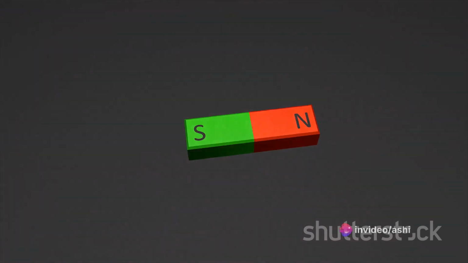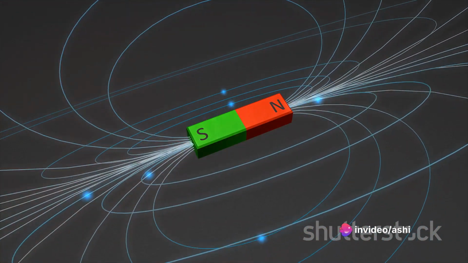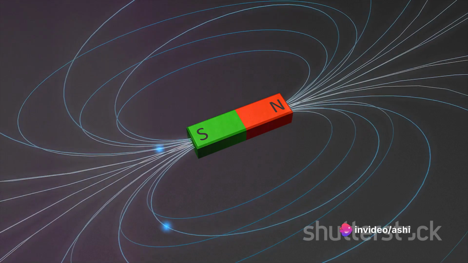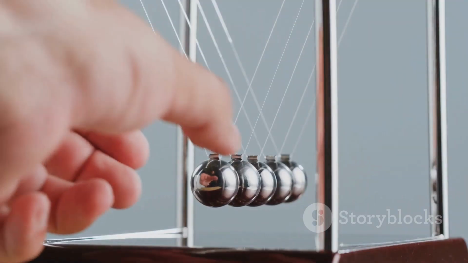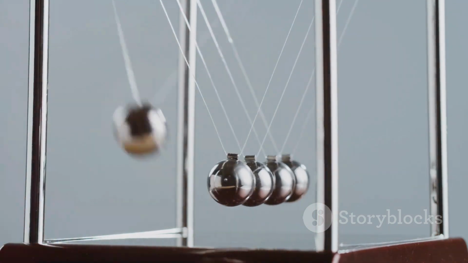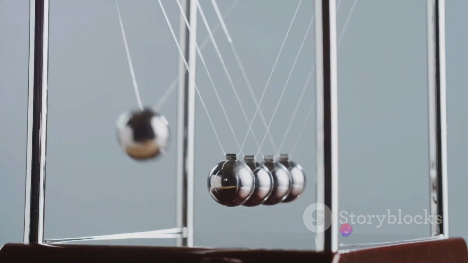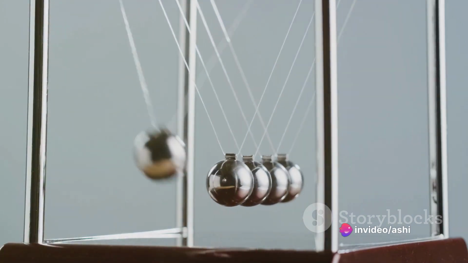Coulomb's law states that the force between these charges is directly proportional to the product of their charges. This means if you increase the amount of one or both of the charges, the force between them also increases. It's like magnets. The bigger the magnets, the stronger the pull or push between them.